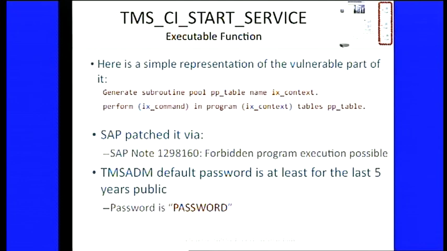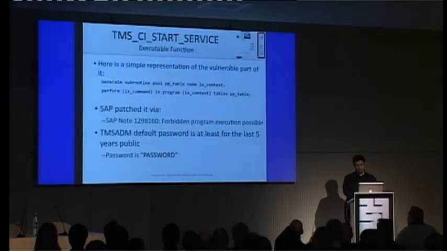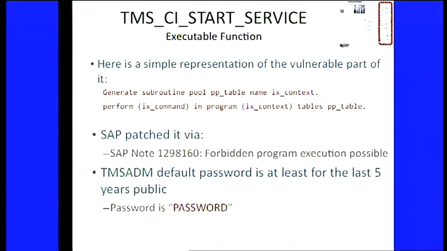So this is the representation of the vulnerable part. Generate subroutine pool, PP table, name, AX context. And there's a perform here, which lets those source code lines and the form inside it be executed. SAP patched it with a patch more than a year ago. But the interesting thing is the TMSADM password for many, many years is a default password, and that password is password. And you couldn't change it, I mean, yes, before because everything broke, but now this is fixed, and you can actually change the password, which is a great feature, of course.